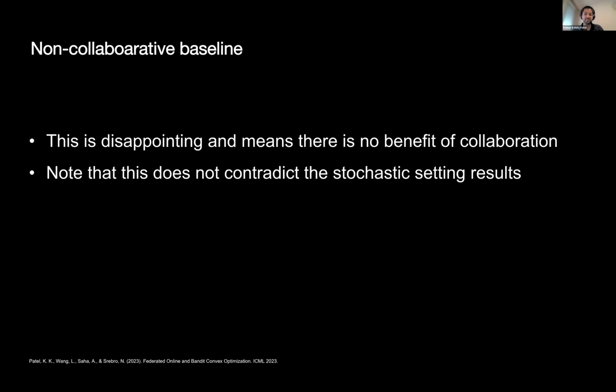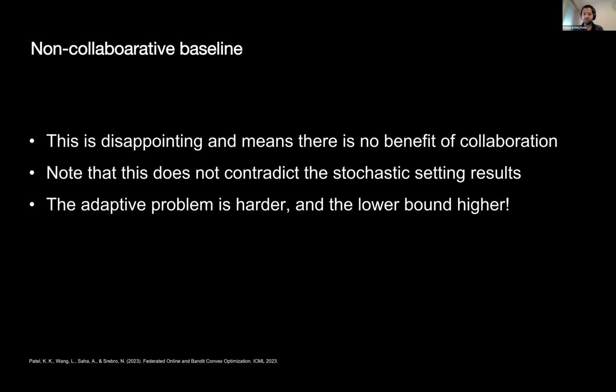And it's a bit disappointing, and you might even feel like this contradicts the stochastic setting results, which I showed you a few slides back. But that's not the case. Actually, the problem is harder. When you're looking at the online problem, you're actually looking at an adaptive problem. You could have an adversary which could look at all your previous models and give you a harder function at any time t. So the lower bound is definitely going to be higher. And that's precisely what's happening here. The lower bound is actually much higher than it would have been if you were just looking at a stochastic problem where the distribution was fixed.